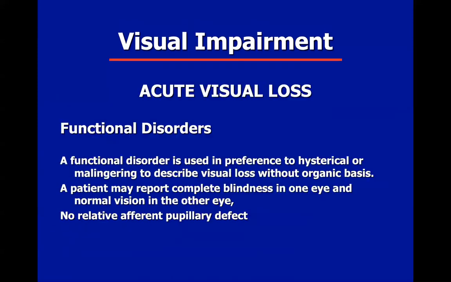Then, of course, last but not least, we have what we call the functional disorders. This is when a patient malingers, pretends not to be able to see simply without any organic basis. It can be due to hysteria or maybe trying to have some financial gain. They will usually report complete blindness in one eye and normal vision in the other. There is no afferent pupillary defect. And as ophthalmologists, we can usually figure them out with certain tests where we actually try to deceive them, if you will, until we can find out the real visual acuity.